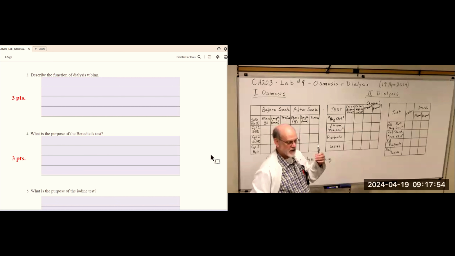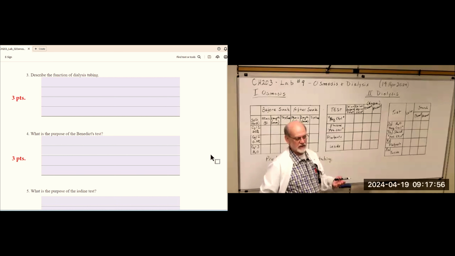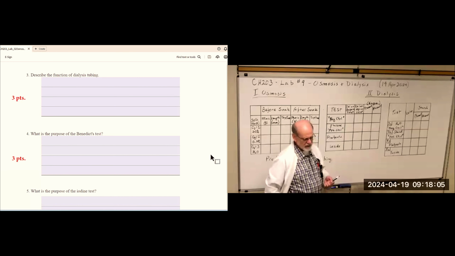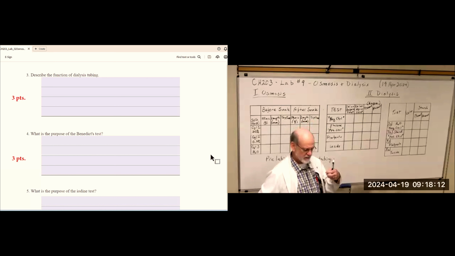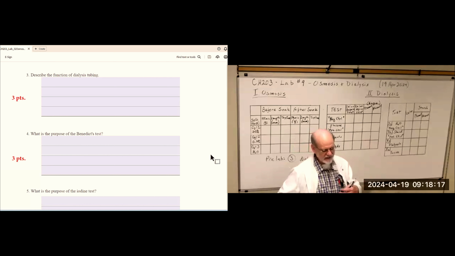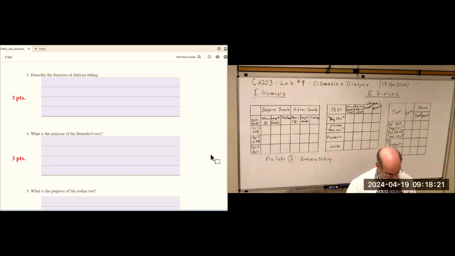Well, those toxins are all small molecules, like urea. Yeah, urea is a big one. So the dialysis tubing's purpose, its function, is to allow small toxic molecules to cross its membrane and clean the solution that passes through it. Now let me see if yeah.